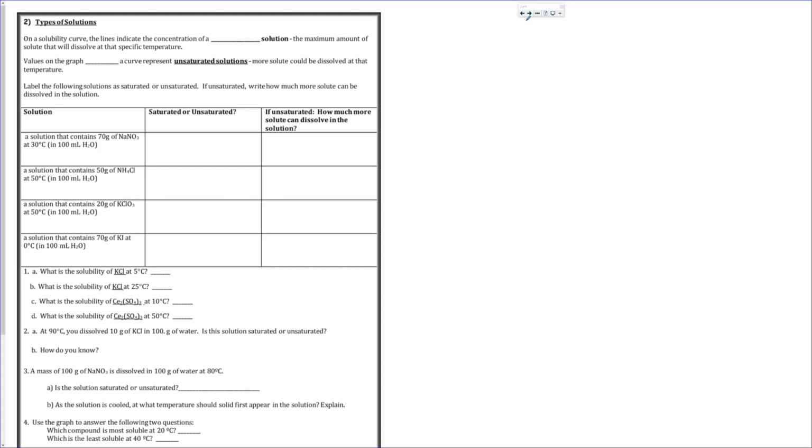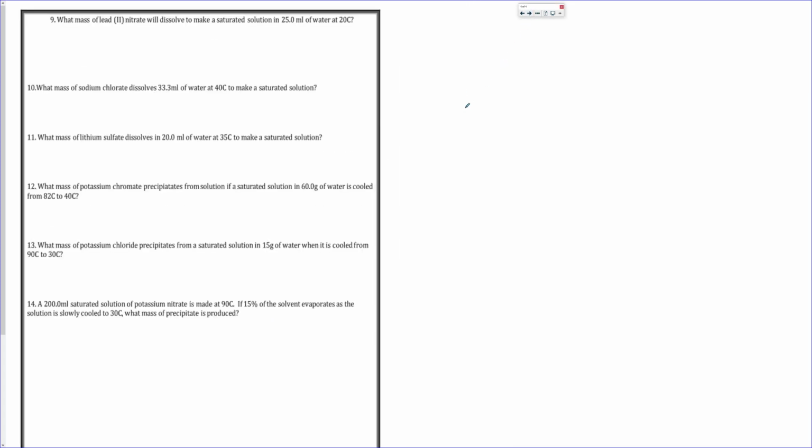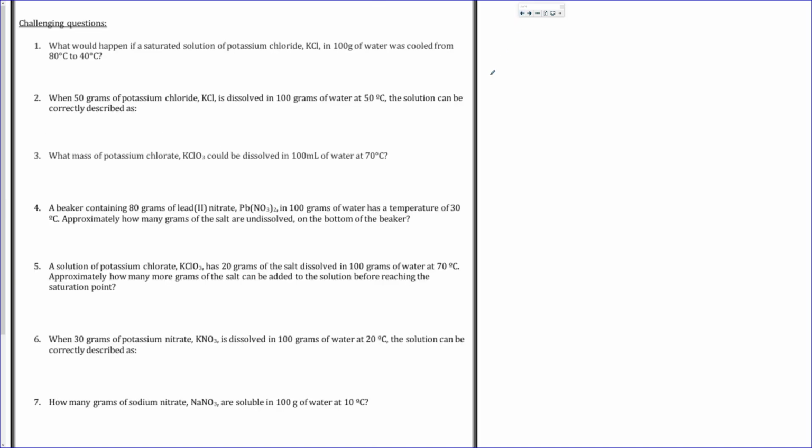So let's look at some other questions here. Some challenging calculation questions. You're looking at what mass of lithium sulfate? Oh, these ones are not on the solubility curve. Let's not do these ones.